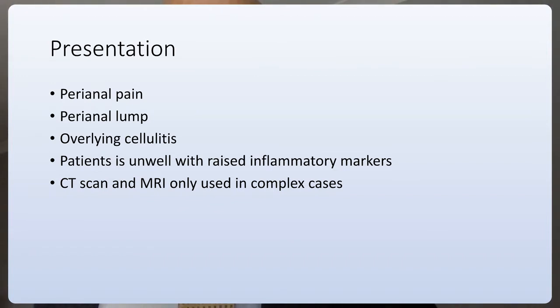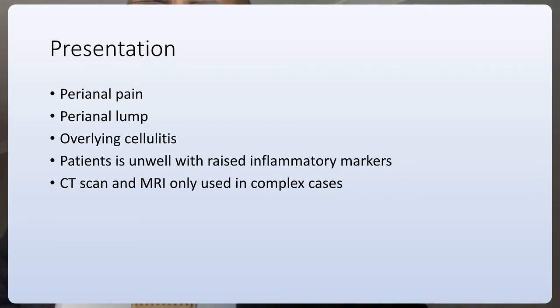Often, when you examine them, you will find they have a bit of cellulitis around the area. And the patient will report to you that they feel a bit unwell and their inflammatory markers are raised in the form of high white cell count and high CRP. Clinical examination on its own usually is enough to justify the diagnosis and take the patient to theater for drainage.